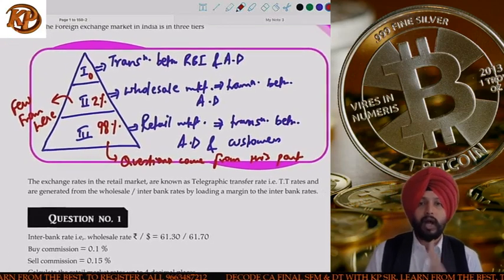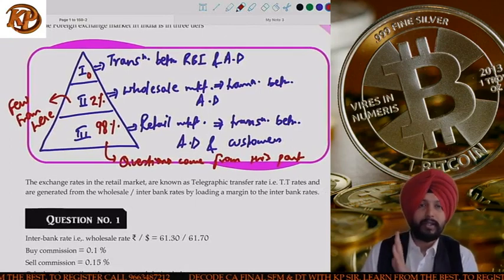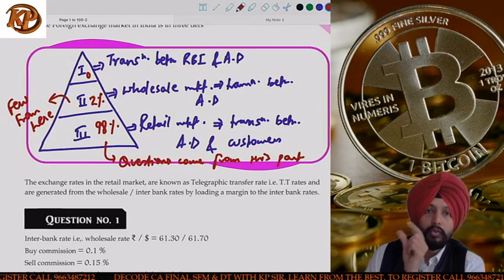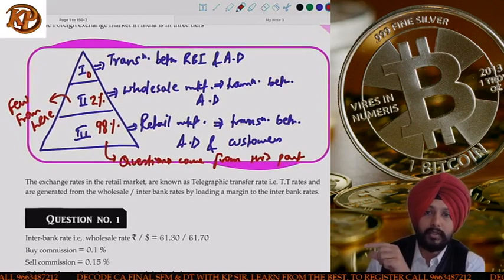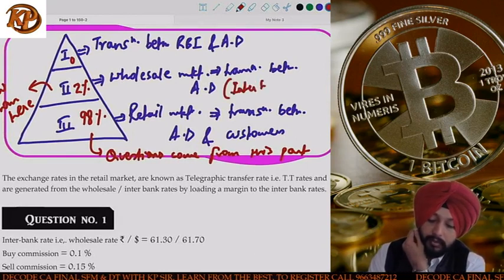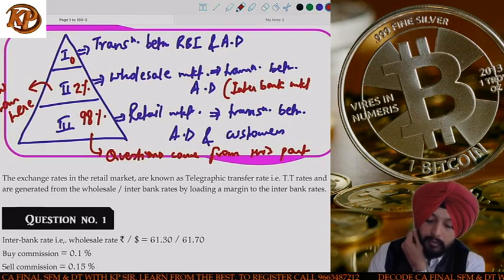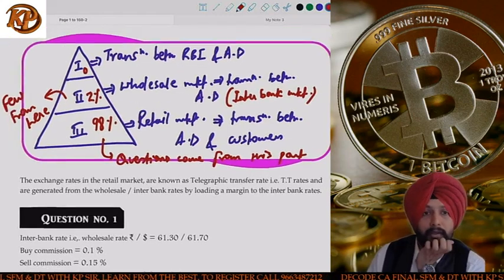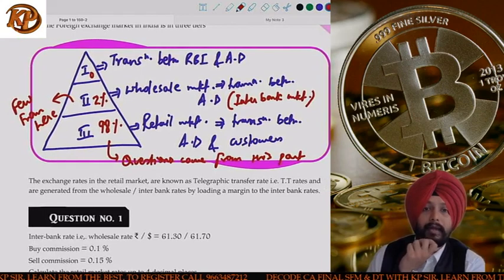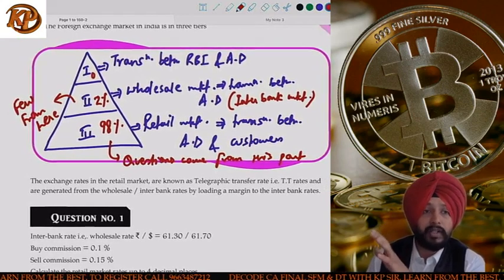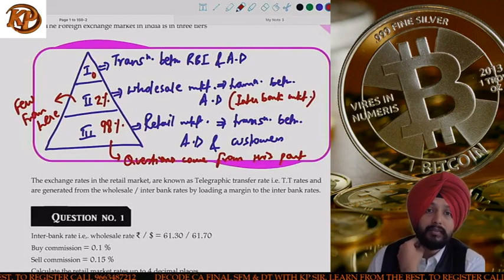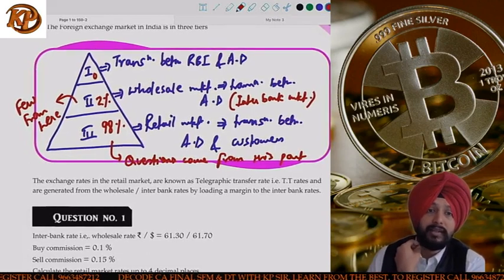So in real life also, RBI and authorized dealers transactions will be very, very limited. That is why tier 1 is very small. Then in tier 2, some transactions are taking place in the interbank market. You can also make a reference here, interbank market. And then we have the retail market, where the chunk of the transactions, most of the transactions, are taking place. That is the retail market, transactions between authorized dealers and customers.